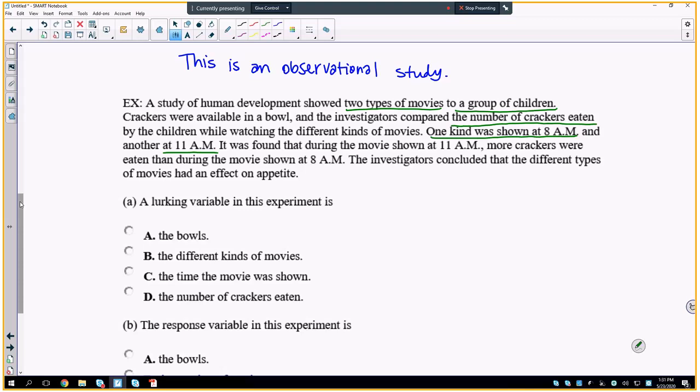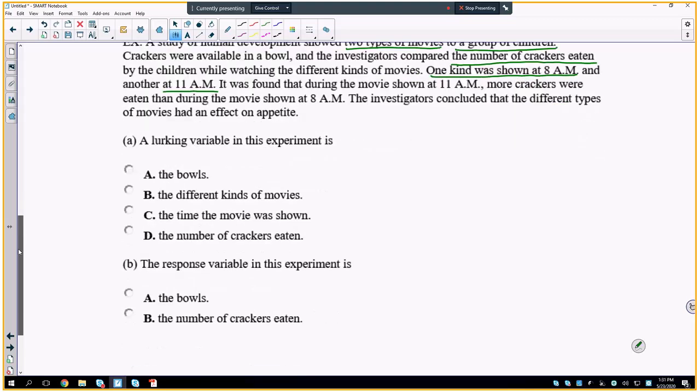I think a better, more likely lurking variable might be the time that the movie is shown. Because what they found out is that at 11 o'clock, children are eating more crackers than at 8 a.m. So in this case, I would say it's more likely that the kids were just hungrier at 11 a.m. than that they preferred a certain type of bowl, although I suppose that could happen too. But the more likely lurking variable is the time.